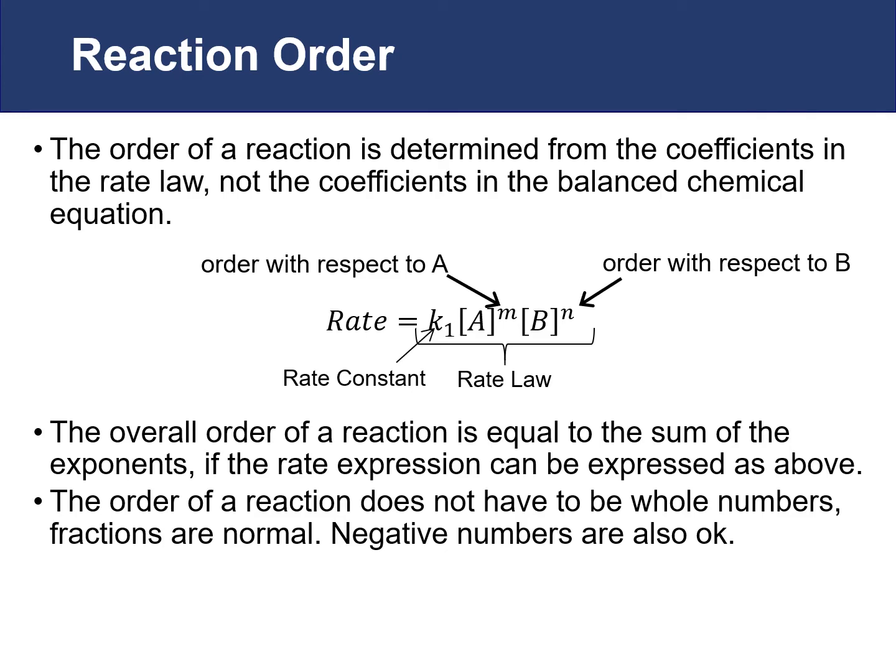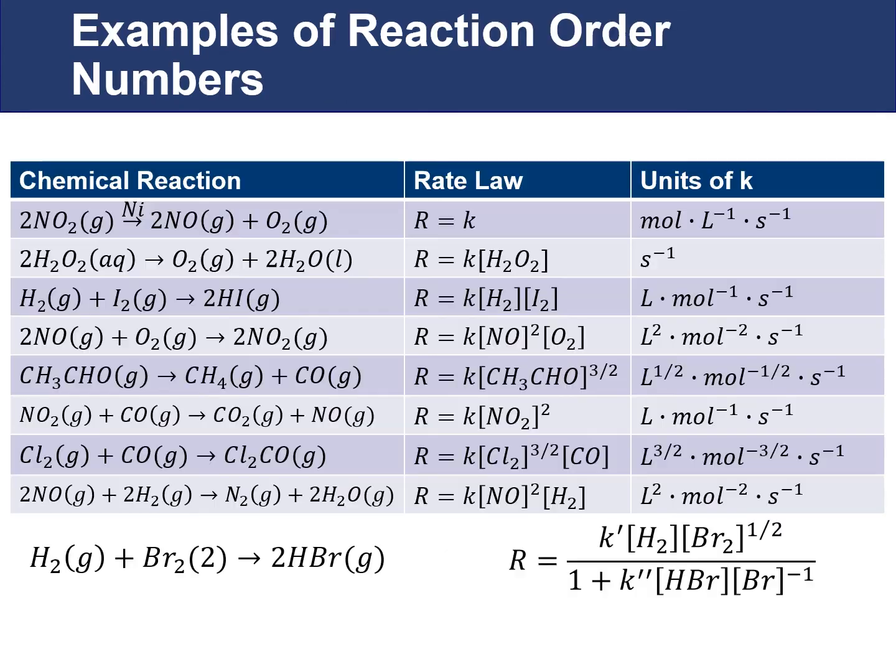In fact, if we look at a bunch of different reactions, we can see what the various rate laws are. We will also see that, looking at the reaction, we can't tell what the rate law is. So our first column here is the various reactions. We have the rate laws and then the units on k. You'll notice the units on k change based on the rate law.